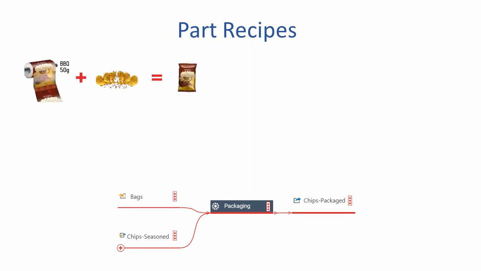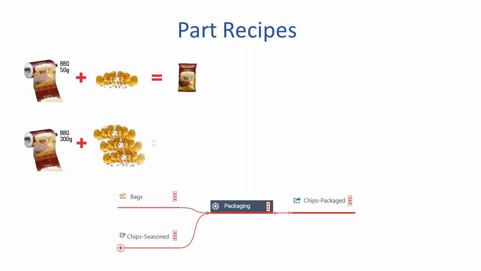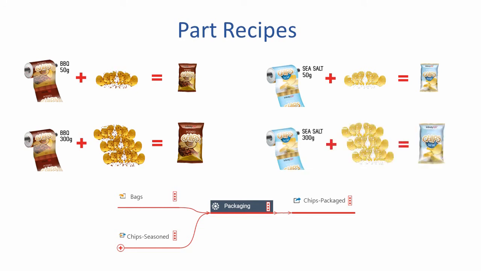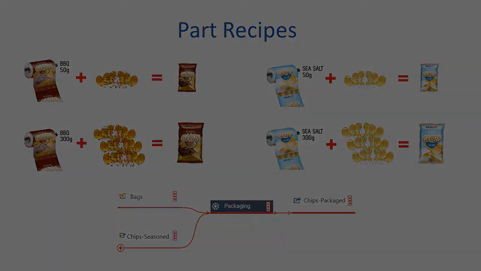Process models also support part recipes, which are specific sets of inputs and outputs. In this model, there are 4 part recipes, reflecting each variation of flavor and package size. However, Enact process models can support any number of part recipes.